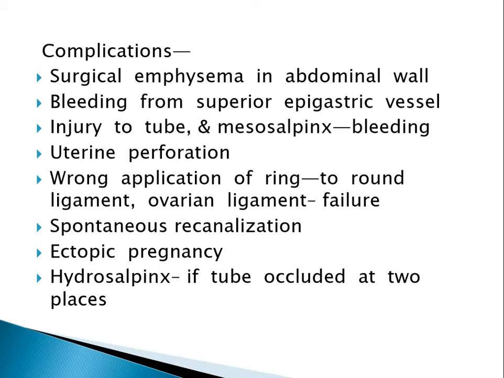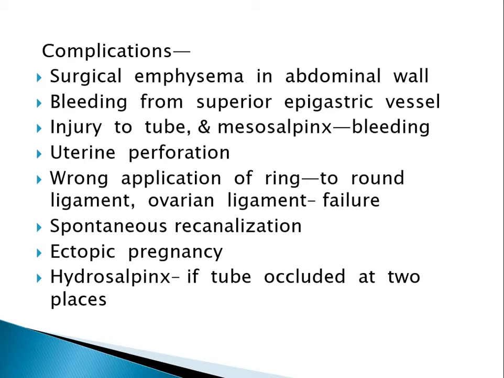Then bleeding from the superior epigastric vessel can occur. You know the superior epigastric vessel runs in the anterior abdominal wall just beneath the rectus sheath, isn't it? So when you are puncturing with the trocar and cannula, if the site you have chosen for the puncture is a little lateral, then you may injure this epigastric vessel and cause bleeding. A hematoma can form in the anterior abdominal wall. Sometimes a huge hematoma can form and the patient can go into shock. Then injury to the fallopian tube, to the mesosalpinx, particularly if there is some adhesion close by or if the tube is thicker than normal and highly vascular, then bleeding can occur and hemoperitoneum can occur.